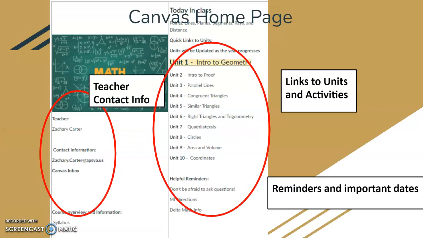My Canvas homepage looks pretty standard. The different units are down the middle of the page. On the left side is my teacher contact information, and everything is organized in there.